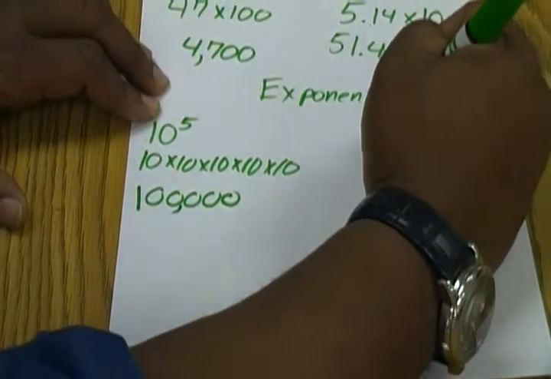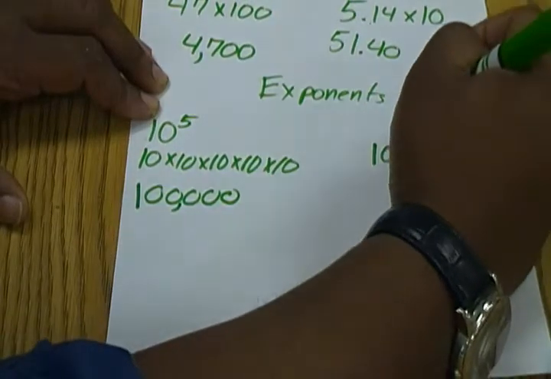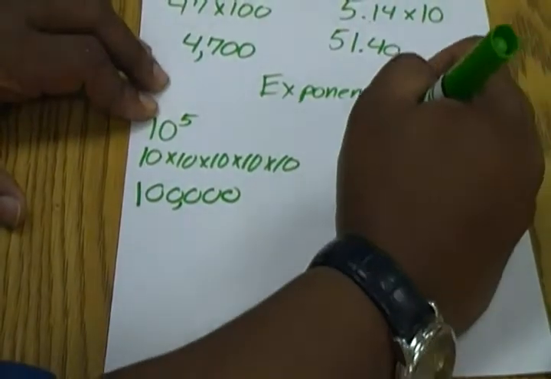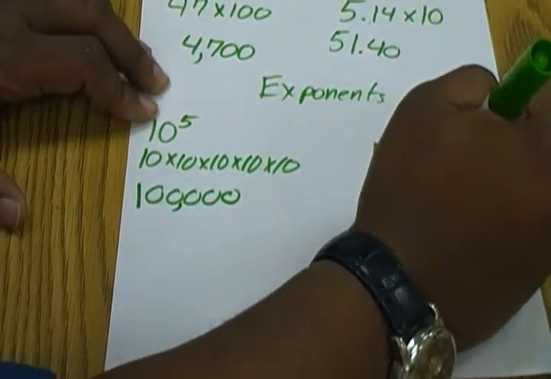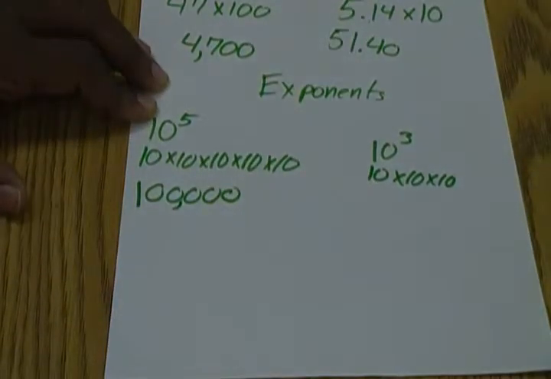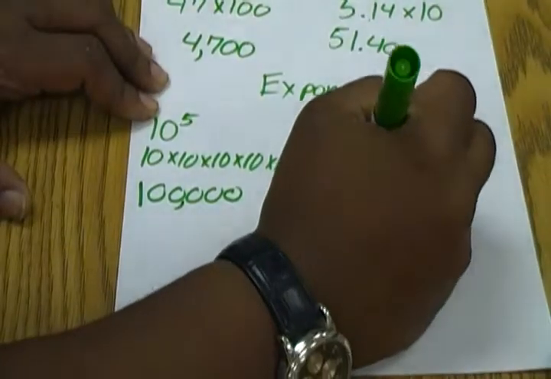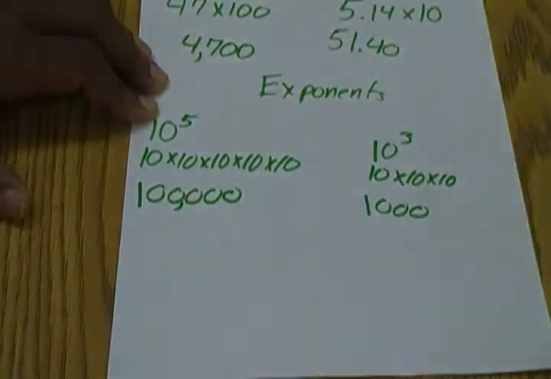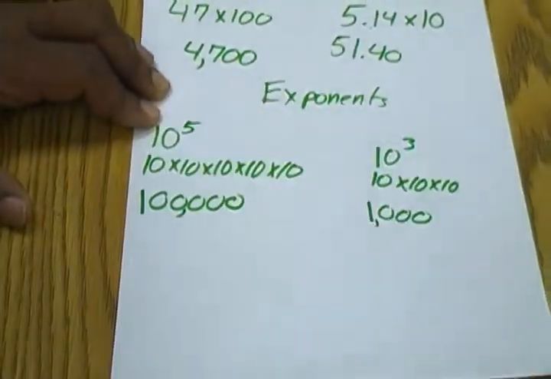Let's try it again over here. So let's try 10 to the power of 3. So once again, 10 to the power of 3 is the same thing as 10 times 10 times 10. They should know how to write that out. But we want to do it mentally. So we do our first number, 1, and we have 3 zeros behind it. 1, 2, 3. So that one is 1,000.